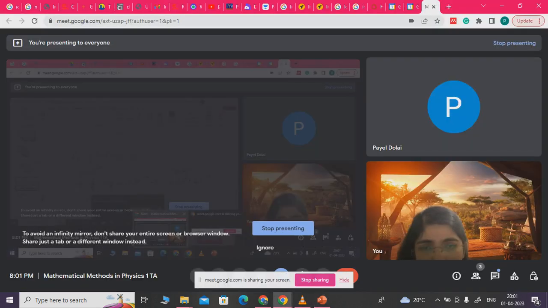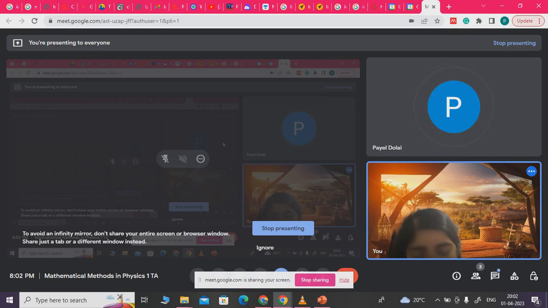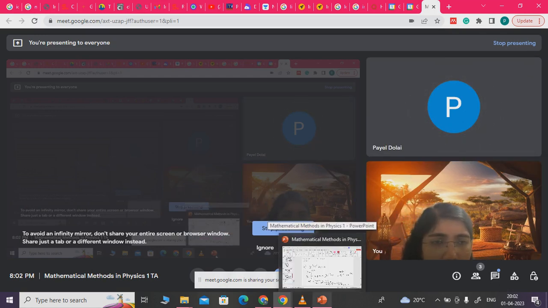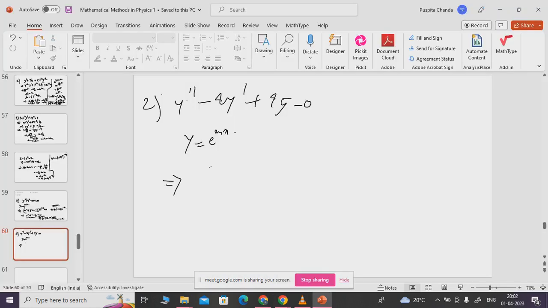Second question is y'' minus 4y' plus 4y is equal to 0. Again y is equal to e to the power mx.